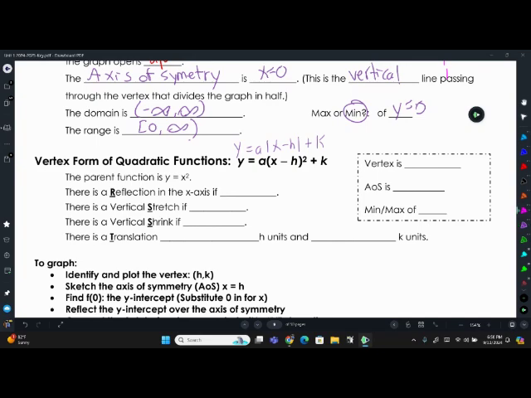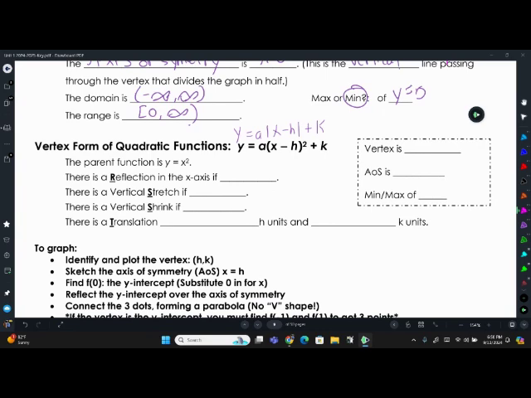So our reflection in the x-axis, if a is negative, just like we had before. There's a vertical stretch if the absolute value of a is greater than 1. There's a vertical shrink if the absolute value is less than 1. Translation, left or right, h units, and up or down, k units. Same exact thing as our absolute value.